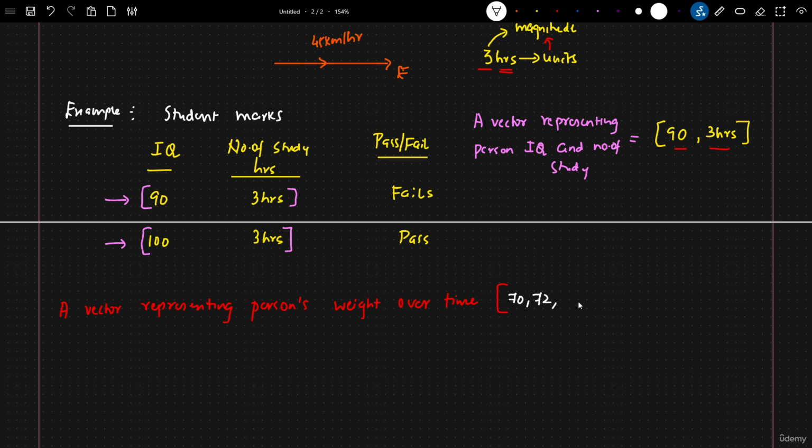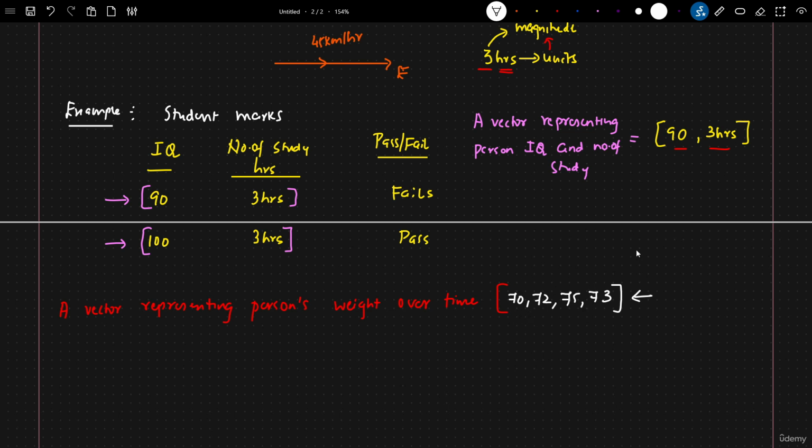In February the person is weighing 72. In March the person is weighing 75, and in April the person is weighing 73. So this also represents a vector with respect to time, right? This was for Jan, Feb, March, April.